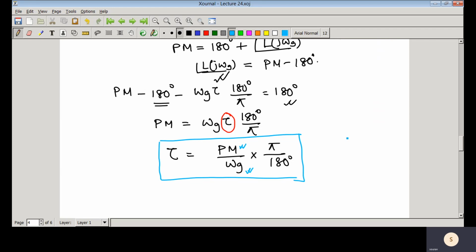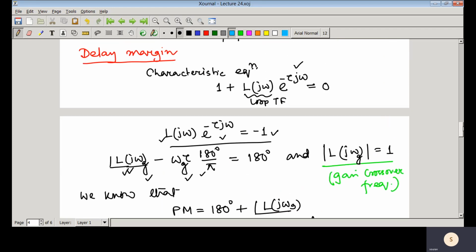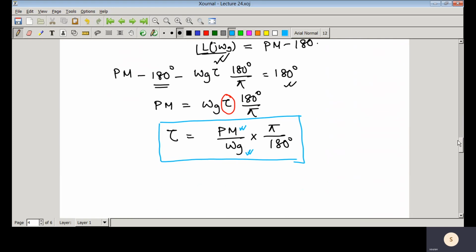So from this particular concept, that is the delay margin, one thing we have understood is that if we increase omega G, that means if the gain crossover frequency is increased, then later on we will discuss that when omega G is increased, the bandwidth will be increased. Bandwidth increased means the system becomes fast. But in turn, what happens if the system becomes fast due to increasing omega G, we can see that this delay margin will be reduced.